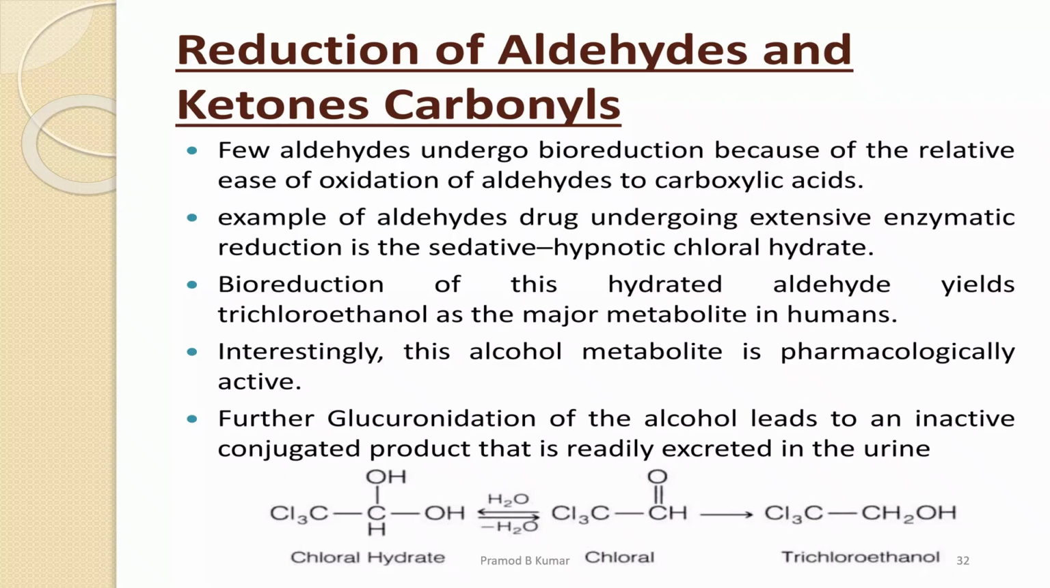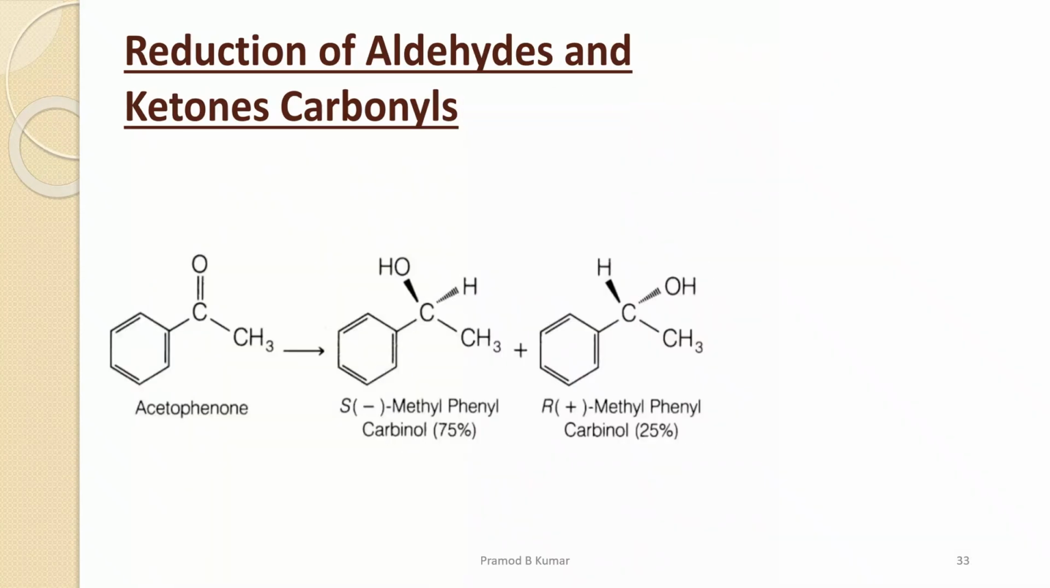So you can take the example of chloral hydrate. There is lots of water molecule. So that gets converted into chloral, which is further reduced to trichloroethanol, which can be further transformed by phase 2 biotransformation by glucuronidation, to an inactive conjugate and gets readily excreted. So this is the way the drug can be eliminated from the body.